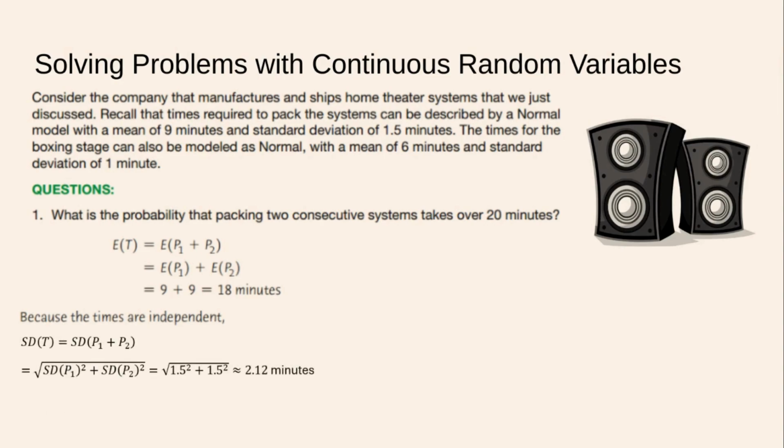I'm going to jump right to the standard deviation. The standard deviation of the total time to pack the two systems is the standard deviation of the sum of the packings, all right? Which is equal to the square root of the sum of the squares of the standard deviations. It's the square root of the sum of the variances. We know that 1.5 minutes is the standard deviation for packing. So I would substitute 1.5 into standard deviation of P1 and P2, and I would get 2.12 minutes approximately.